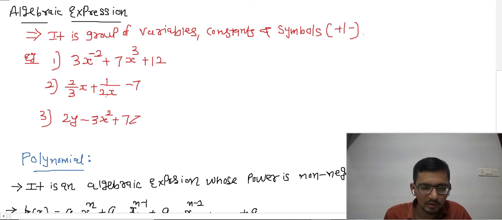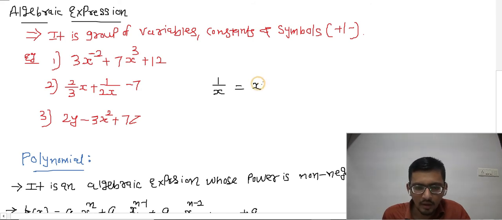In the second example you can also see x is in the denominator. That means if I write it in standard form, it is basically x to the power minus 1, that is, 1 over x is x to the power minus 1. So this is again a negative power. So this is also not a polynomial. However, it is called an algebraic expression.